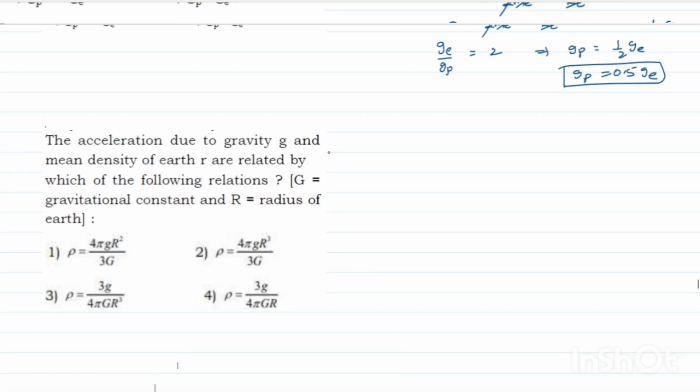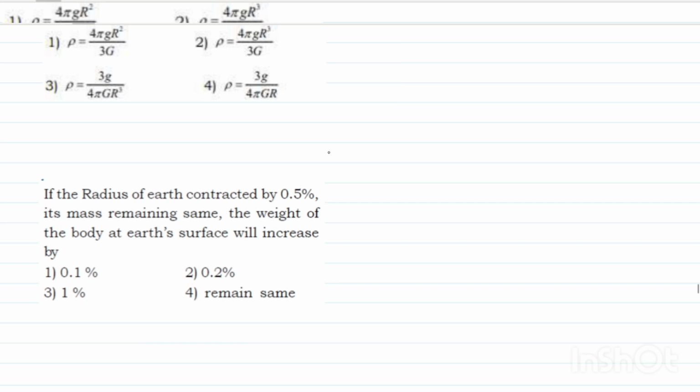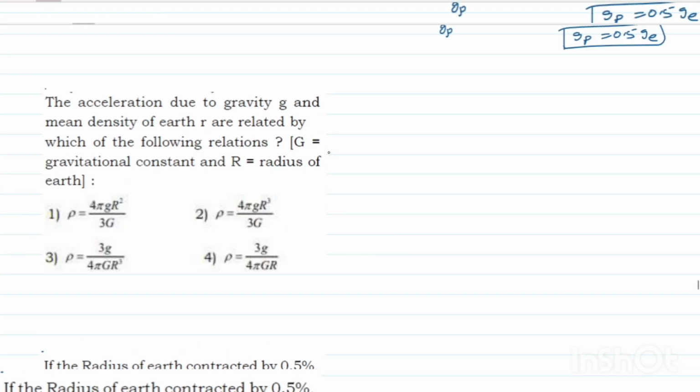Now let us see the next question, students. Here the acceleration due to gravity is g, and the mean density is given as rho, of earth, related by which of the following relations. Here the general formula for acceleration due to gravity is g equals GM by r square. Mass in terms of the density: g by r square into mass, where mass equals volume into density, 4/3 pi r cube into density. One r square and one r gets cancelled. g equals 4/3 pi into r into rho into G.